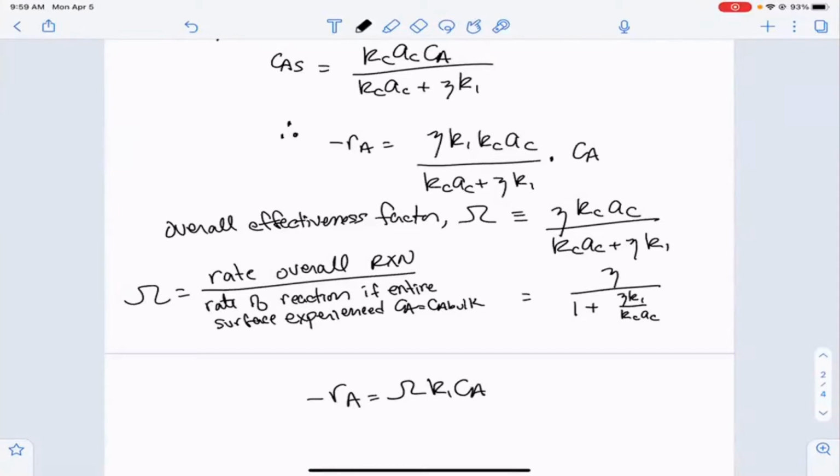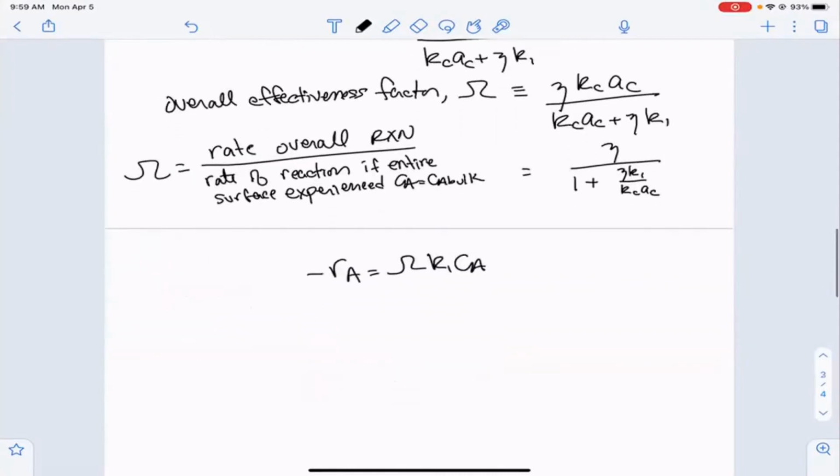And being able to define the effectiveness factor this way actually really helps to simplify solving problems. You might have thought, based on all of the math that we've done lately, that solving for the behavior in a packed bed reactor might be extremely complicated. But that's not the case.